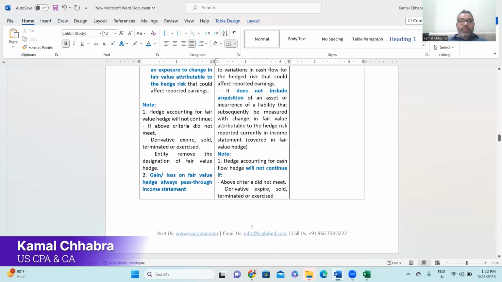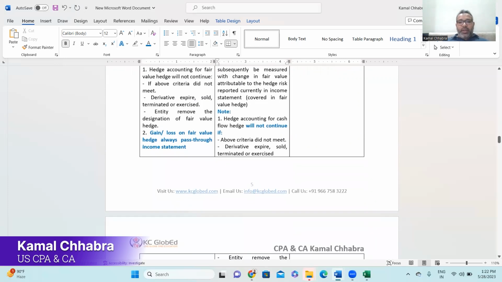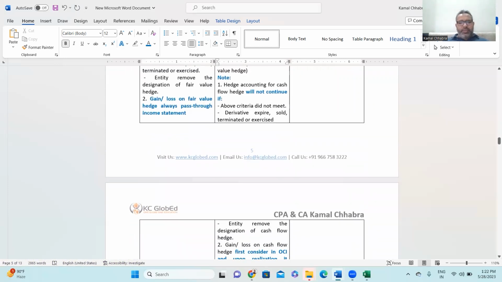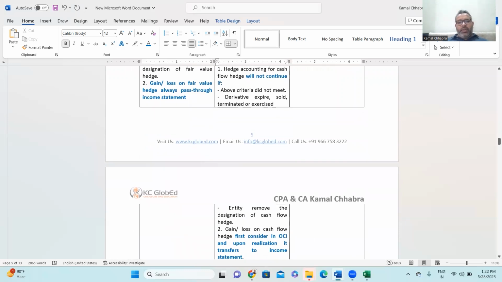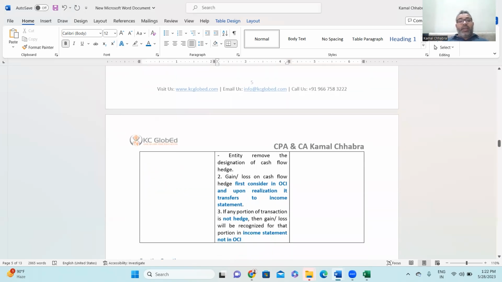Hedge accounting for a cash flow hedge will not continue if the above criteria are not met, or the derivative expires, is sold, or terminated, or the entity removes the designation of the cash flow hedge. If any of such things happen, then that particular hedge would not be considered a cash flow hedge. And gain and loss on a cash flow hedge is first considered in OCI. This is a thumb rule. And upon realization, it is transferred to the income statement.